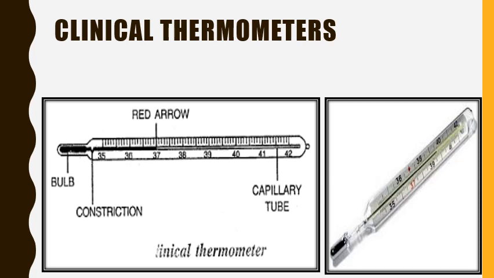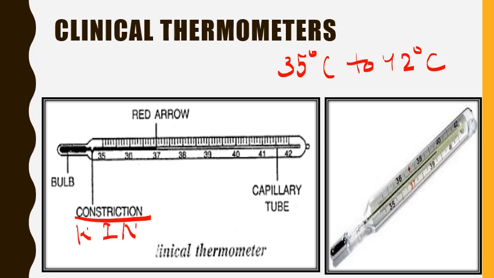A clinical thermometer is used to measure the temperature of the human body. It is usually smaller in size if we compare it with the laboratory thermometer, and the temperature range marked in it is from 35 degrees Celsius to 42 degrees Celsius. These thermometers have a kink or constriction which is just above the bulb of the thermometer.